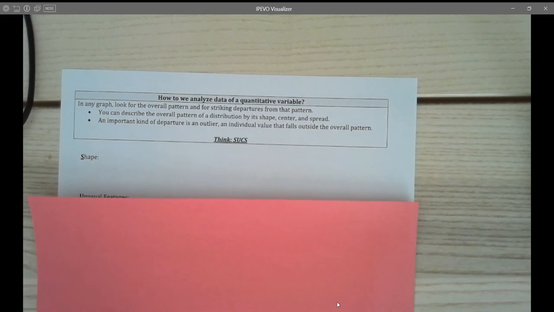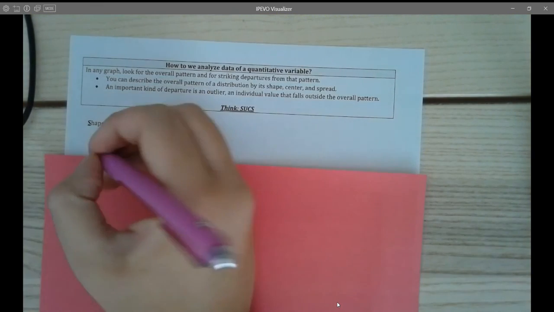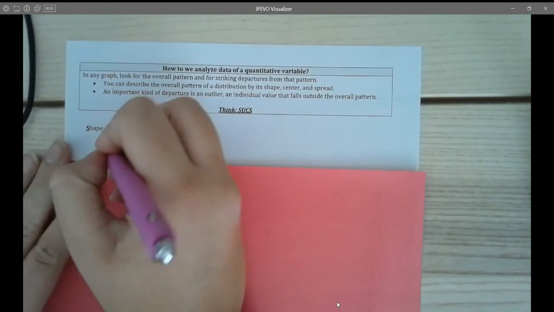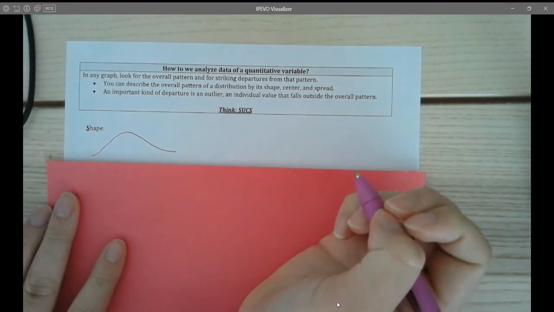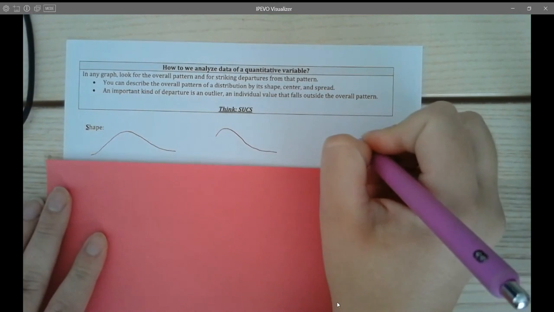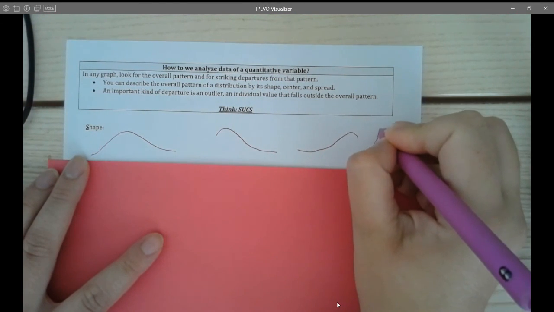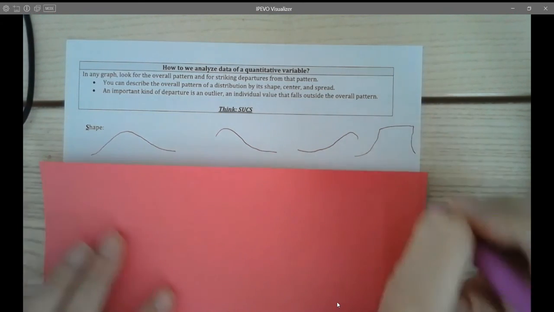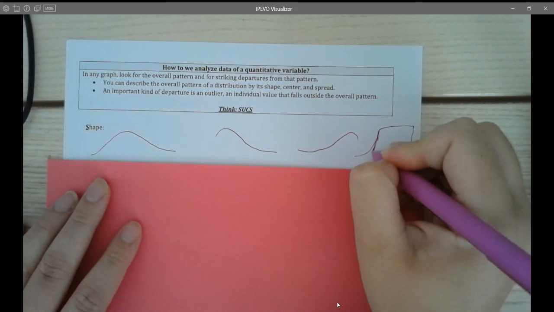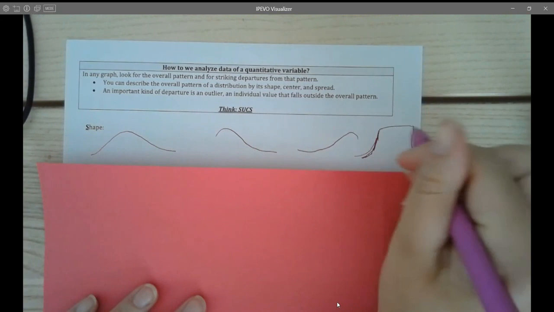Shape is the first S. And for shape, we could have lots and lots of things. Sometimes graphs look kind of symmetrical. Maybe it looks like a bell curve. Maybe it looks like this. We call that right skewed. We'll talk about right skewed next video. Maybe it's left skewed. Maybe it's got a pattern that looks like this, where most of the data is, my graph isn't as good as I wanted it to be, kind of uniform, centered all around the same area.